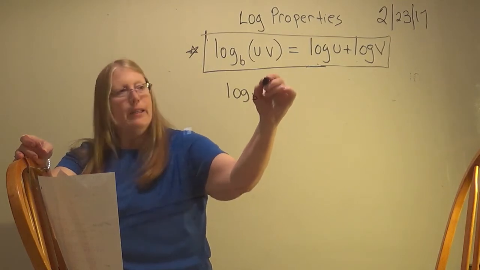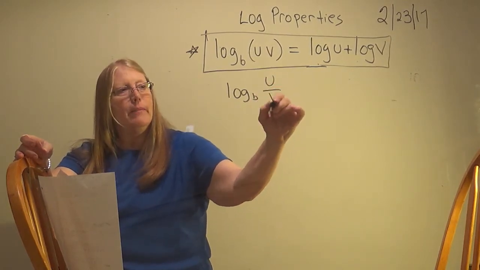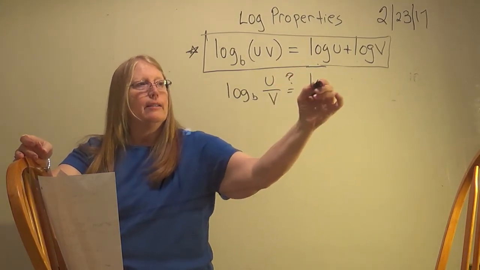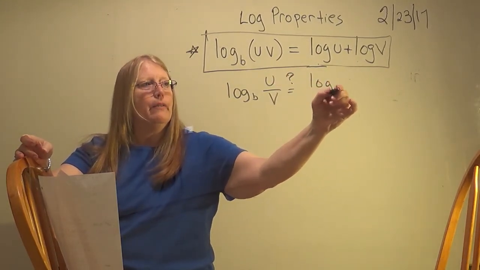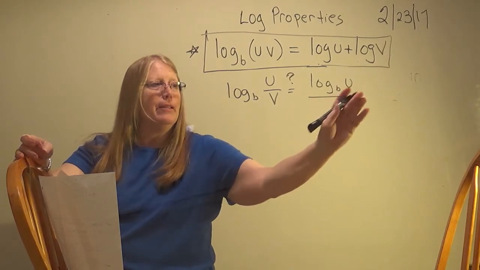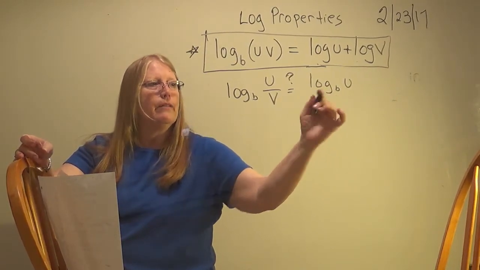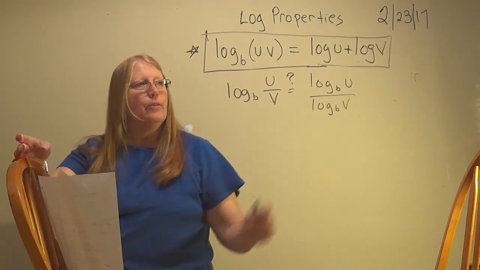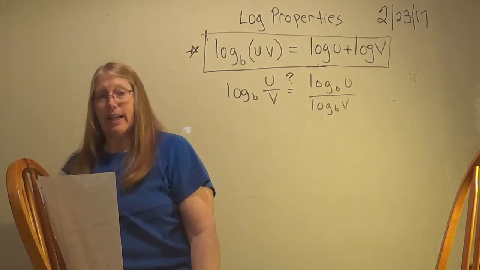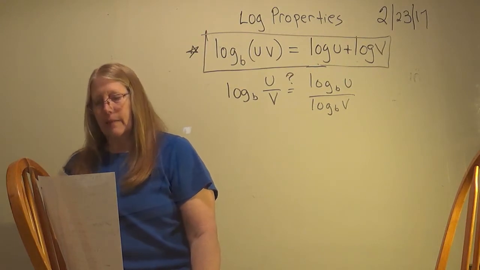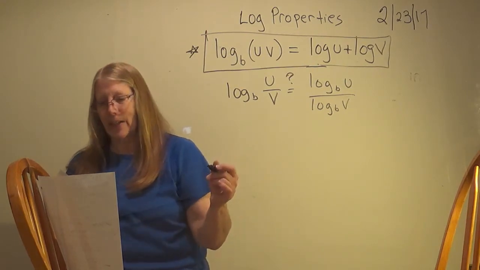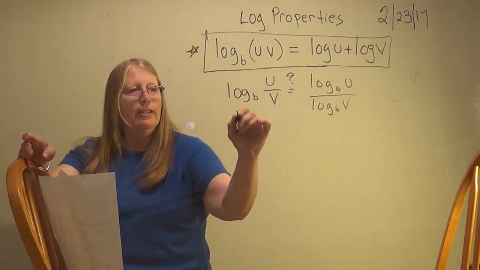So log to the base b of u divided by v. I was wondering if it is log to the base b of u divided by log to the base b of v. I was wondering if it works out or shakes out like that. And probably you know what the answer is going to be, but I'll continue to tease you.